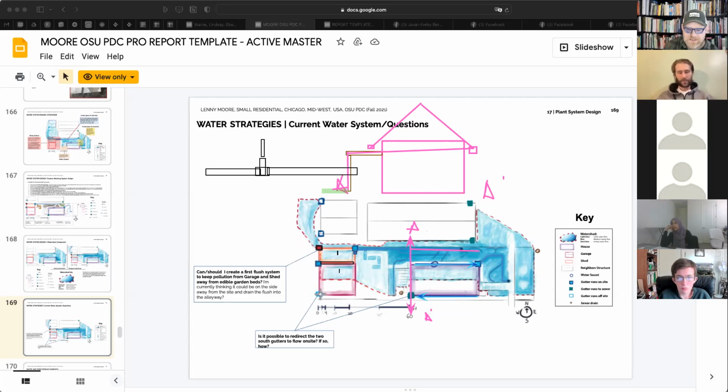Yeah. So what I might do is change the direction of the gutter. And the way that's done is you go up and basically disconnect the downspout, pull out the nails or screws, and then you rejig it.